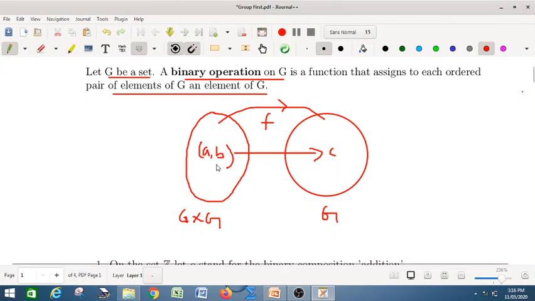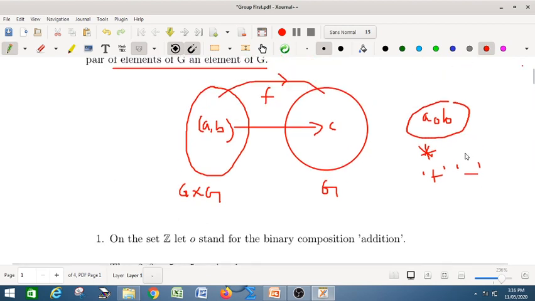For a pair of elements A, B in G, the image of (A, B) under the binary composition, suppose circle, is written as A circle B. The mapping F is generally denoted by the symbol circle, or maybe star, or it can be plus, it can be minus, or any other symbol, it will be defined. So for a pair of elements A, B in G, the image of (A, B) under the binary composition circle is denoted by A circle B. Clear?